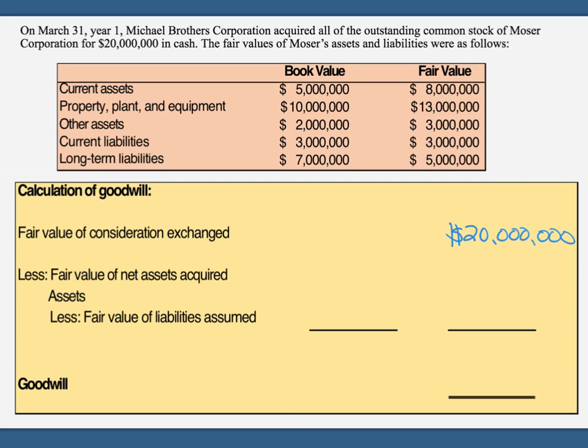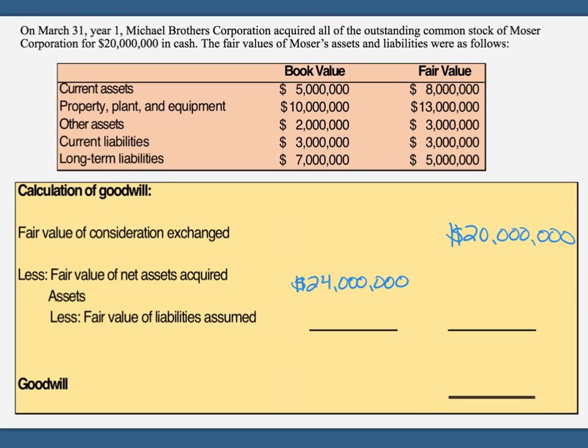Next, we need to find the fair value of net assets acquired. And if you recall, net assets are your assets minus your liabilities. So let's figure out what our total assets are. We have current assets, we have property, plant, and equipment, and then we have other assets. So if we look at the fair value of those three, that's going to add up to be $24 million for our total assets. So we'll plug that in here.